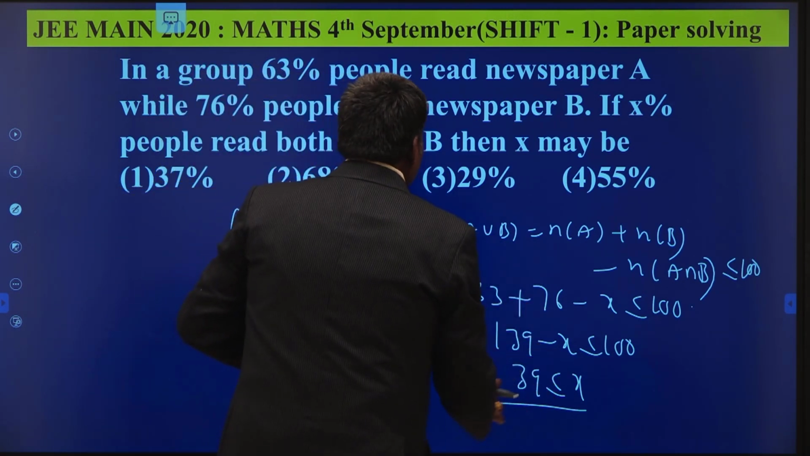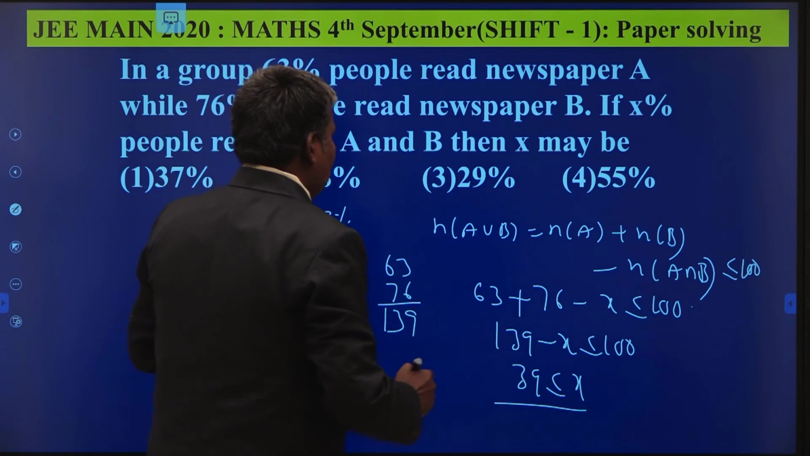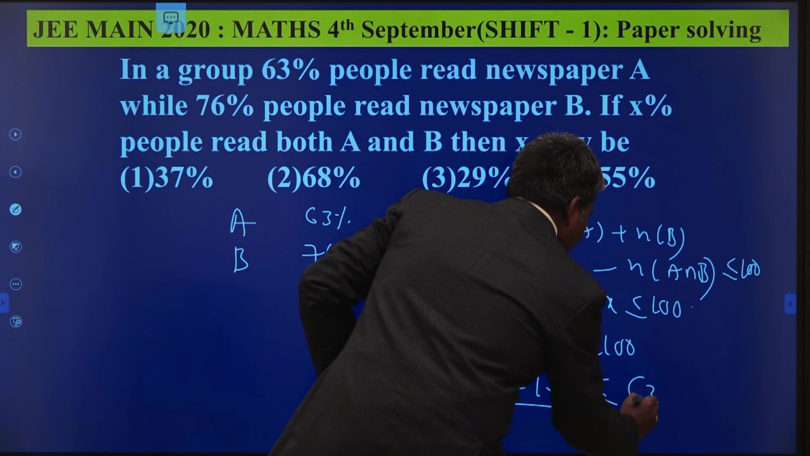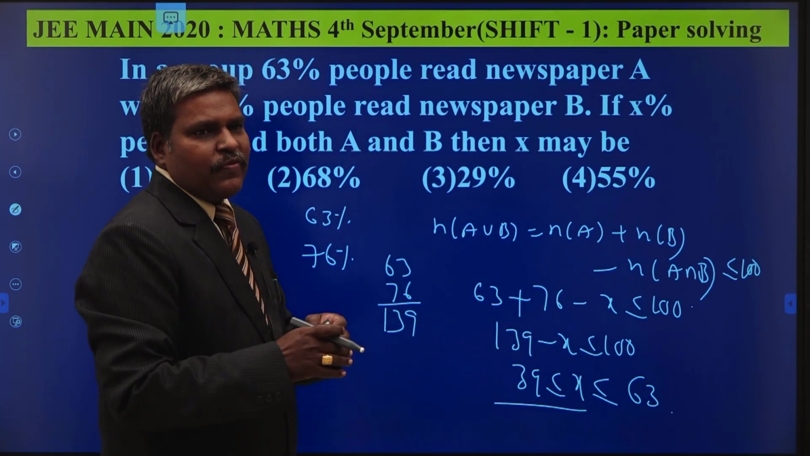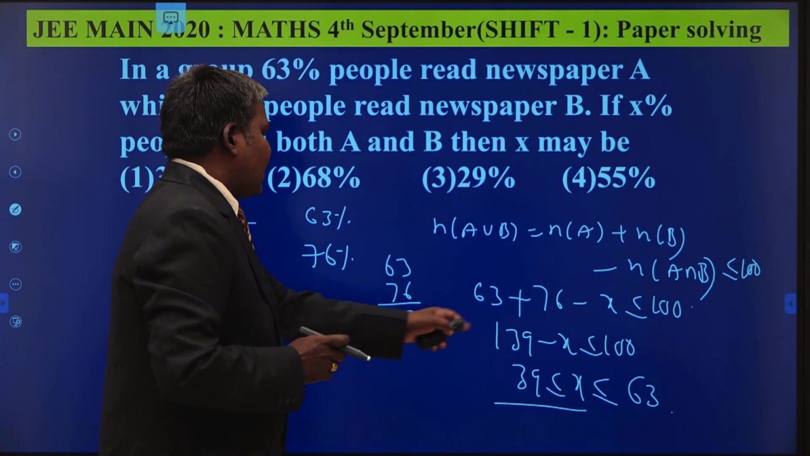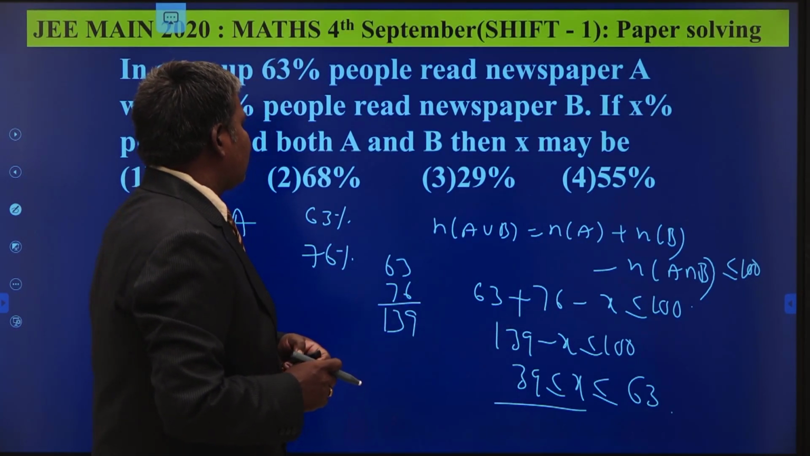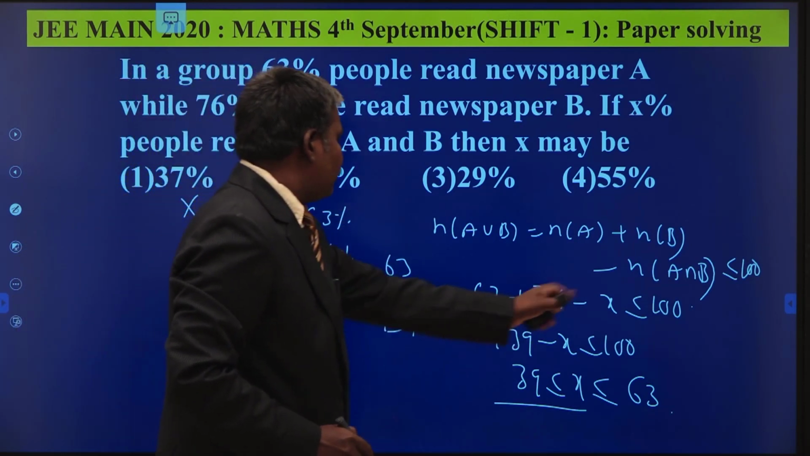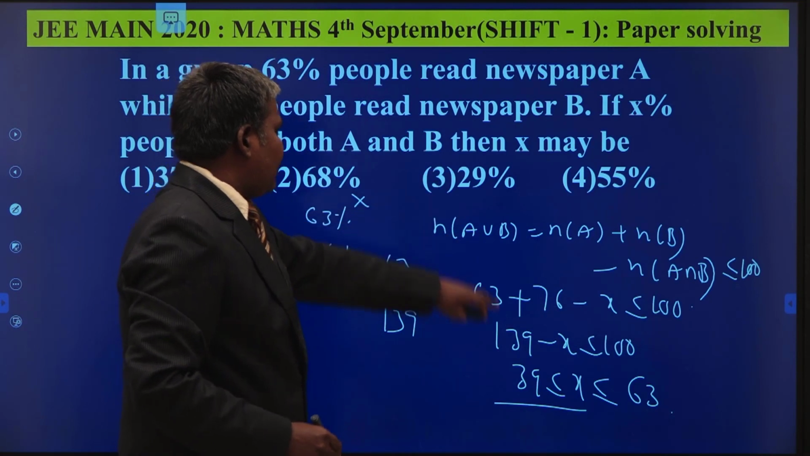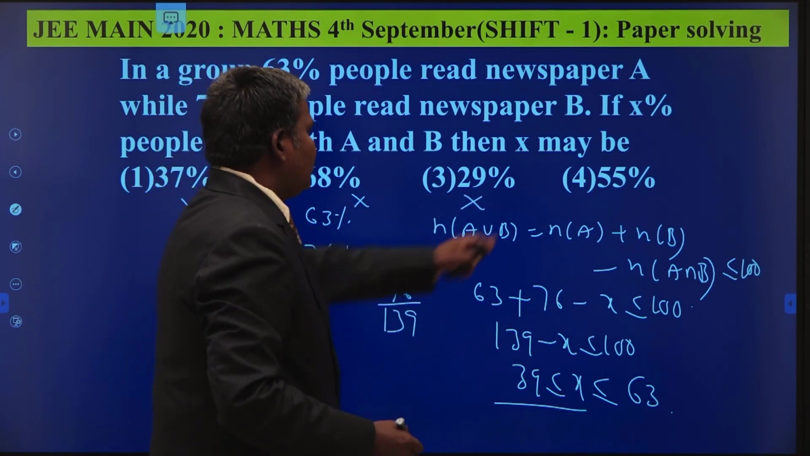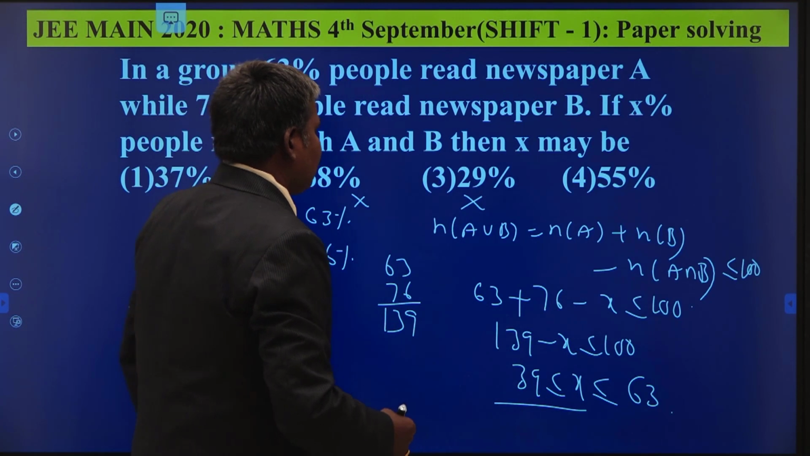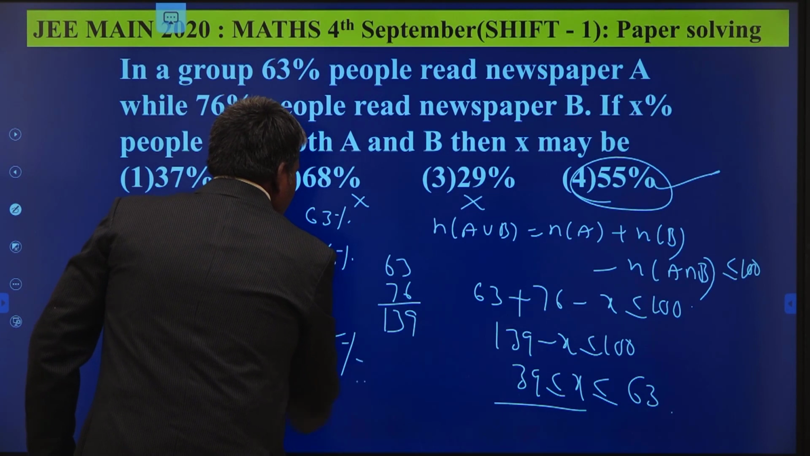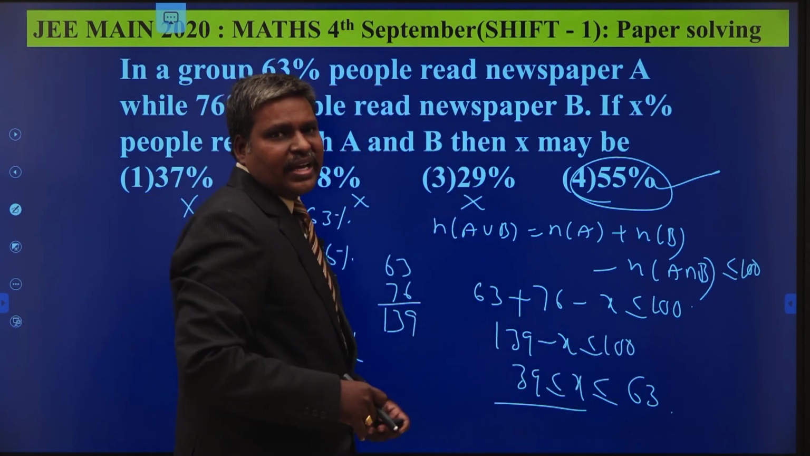Maximum value of n of A intersection B is the minimum of these two. That is 63. A intersection B has maximum value, that is minimum of both A and B. 39 less than or equal to X less than or equal to 63. Which one of them? C 37, which is left side, cancel. C 68, which is right side, cancel out. 29, which is left side of 39, it is also cancel. C 55, it lies between 39 and 63. So your required percentage is maybe 55. So any number which lies between 39 and 63 is your correct answer. Understand?